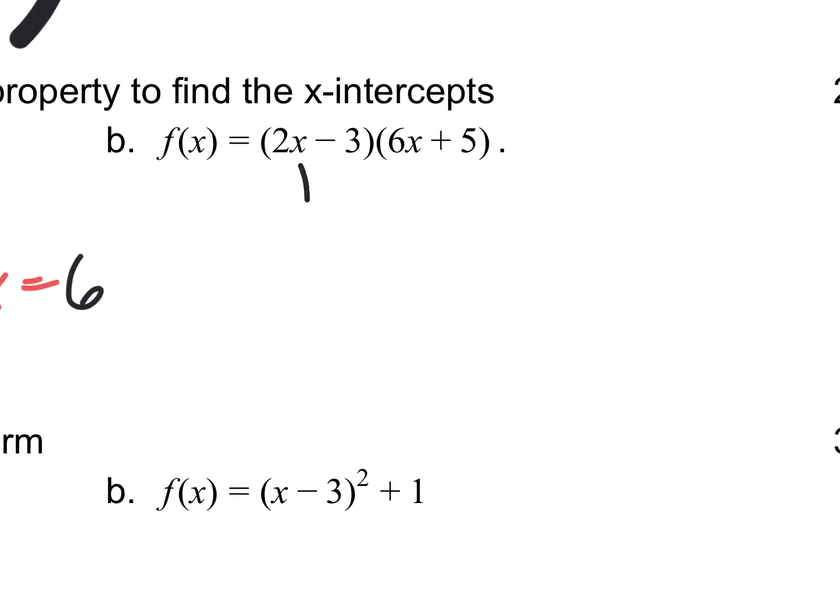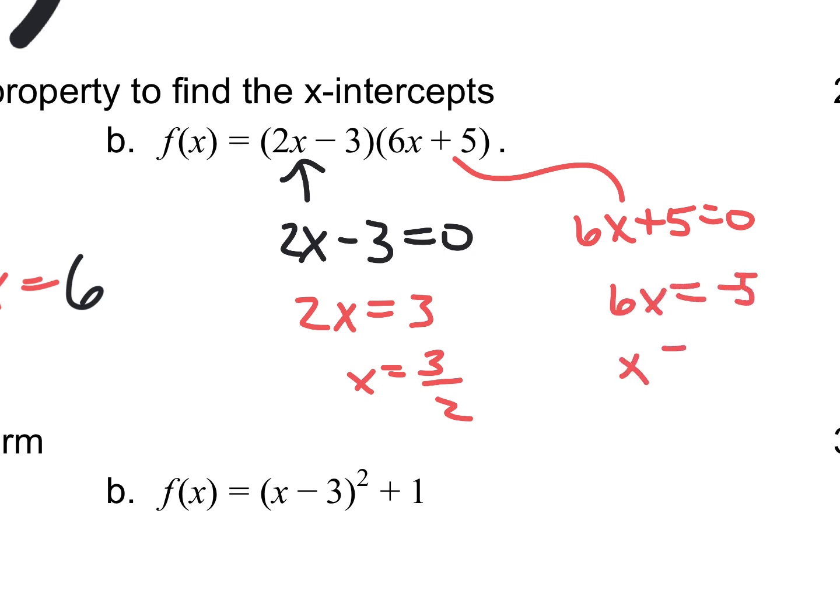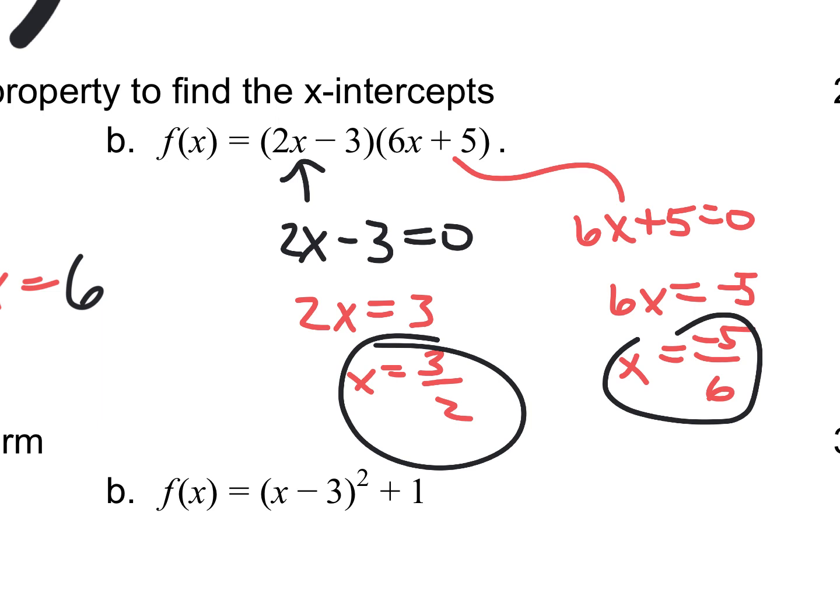Well, this part's a little more complicated. 2x minus 3 has to equal 0. And then you solve it, and you get 2x equals 3 and x equals 3 over 2. Raise your hand if you had 3 over 2. Awesome. The other one is 6x plus 5 has to equal 0. 6x has to equal negative 5. X has to equal negative 5 over 6. Those are just little two-step equations. You've been doing those since the beginning of the year. Easy. If you know that you set them equal to 0, it's easy.